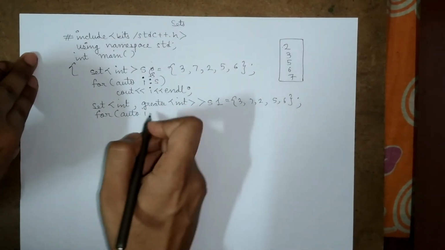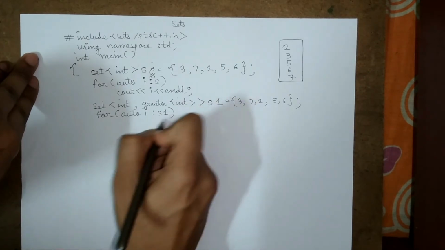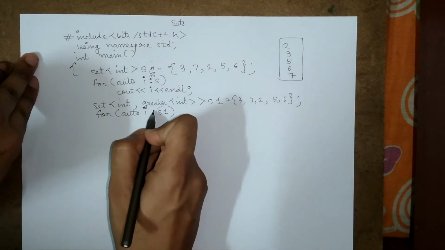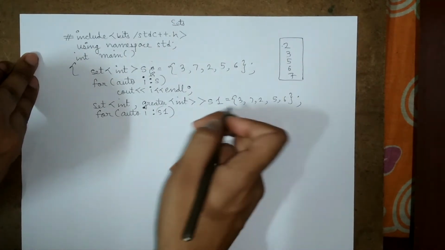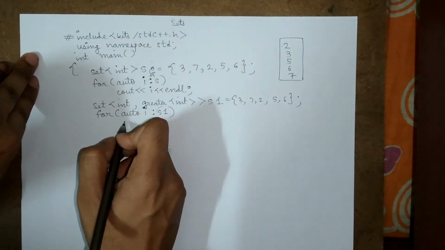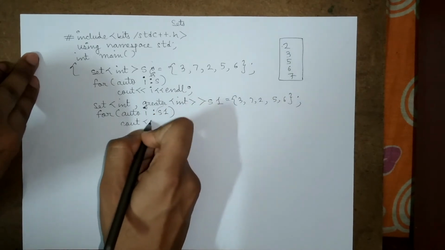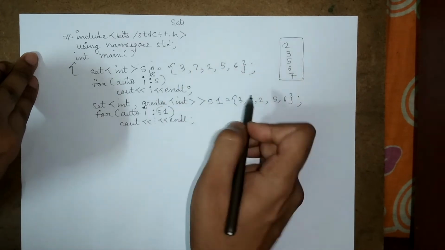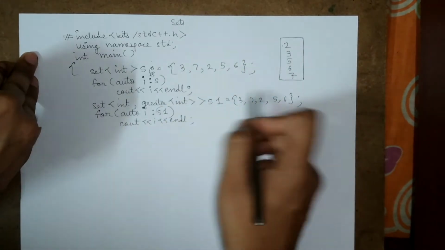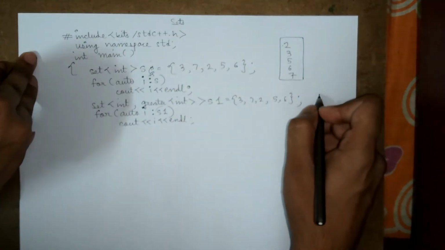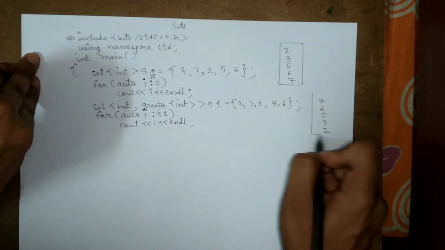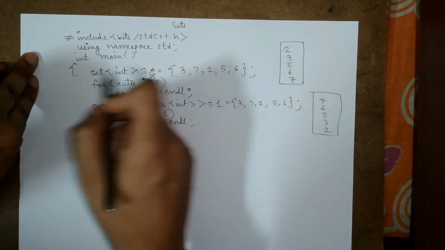Again, a similar method. I'll write for (auto it : s1). So this will be the name of your container, and this will be the variable with which you want to represent each element in each iteration. Okay, so now I will simply do cout << it << endl. You could have taken any numbers according to your choice. I've just taken some random numbers, so the output in this case would have been just the decreasing order of numbers. Okay, so this would have been the output.